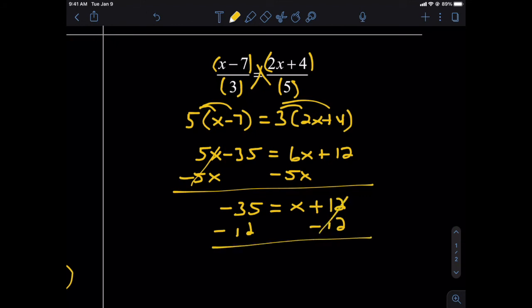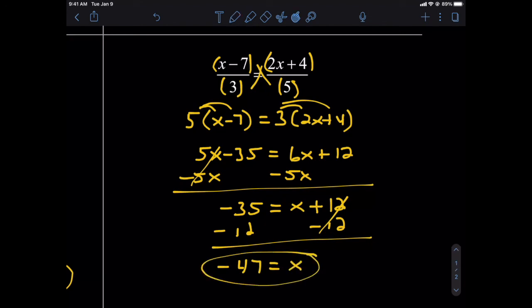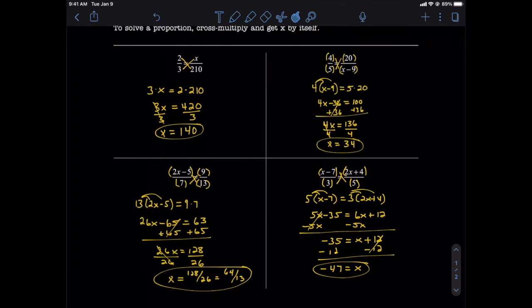And then it's a normal solving problem here, right? We subtract the 12 from both sides, and that's going to give us a final answer of negative 47 is equal to x. And that is that.